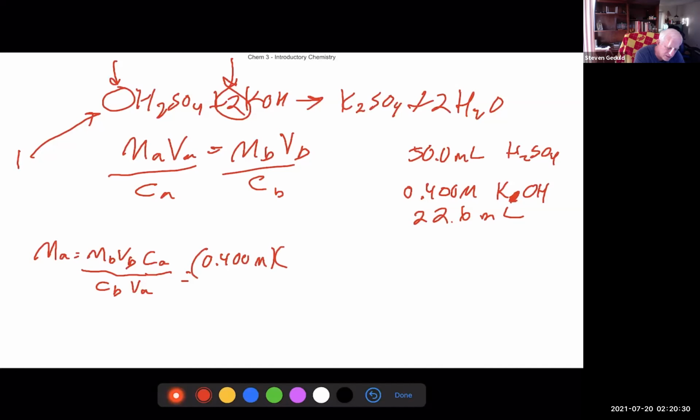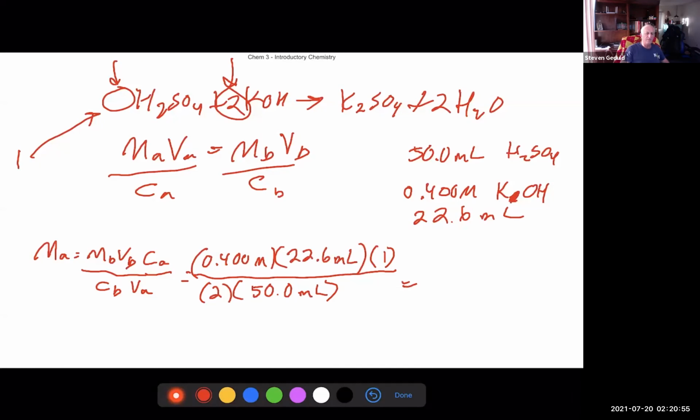The volume of the base was 22.6 milliliters. The coefficient of the acid was 1. The coefficient of the base was 2. The volume of the acid was 50 milliliters. Okay. Does everybody look at how that's set up?